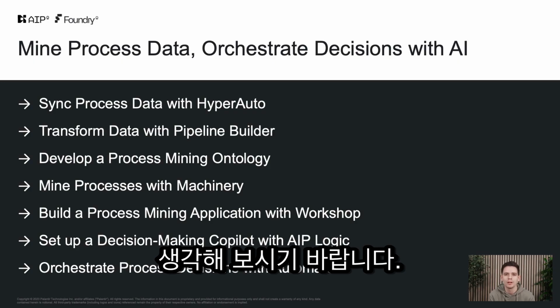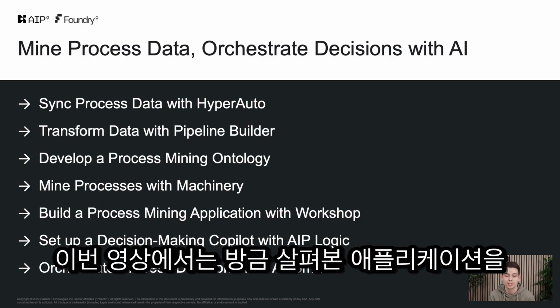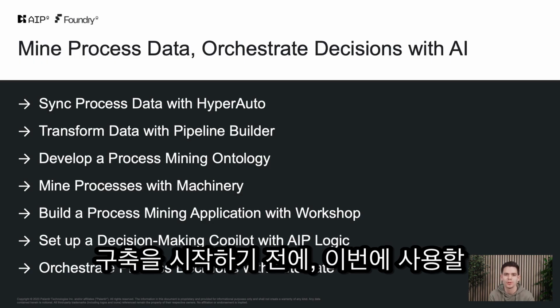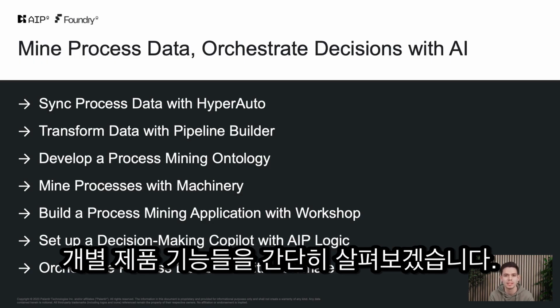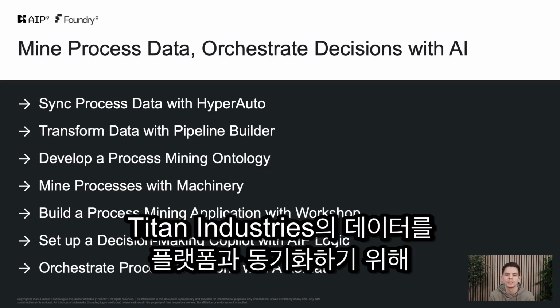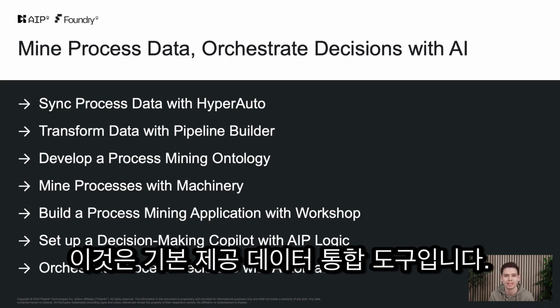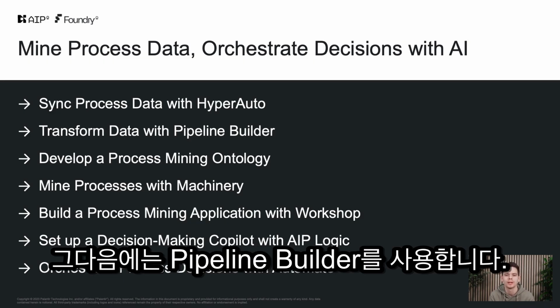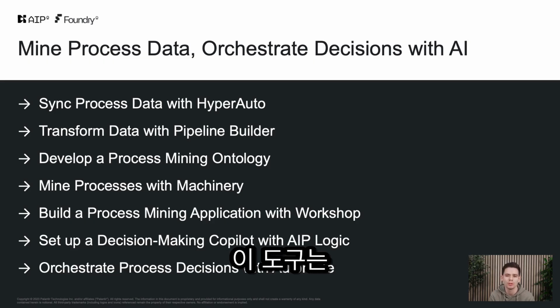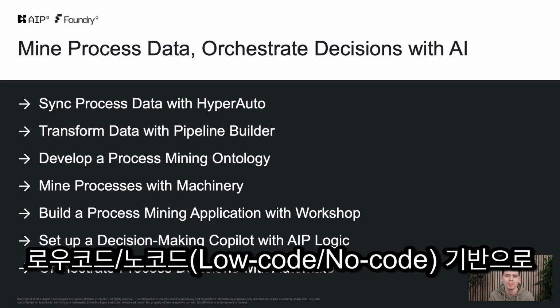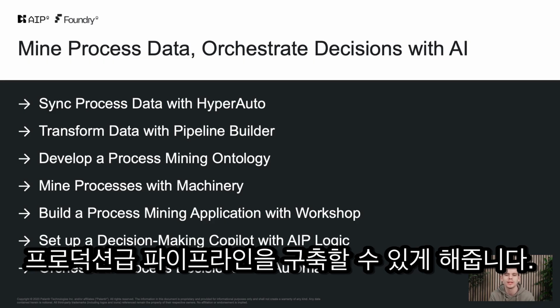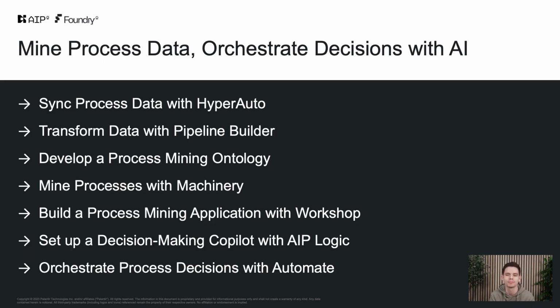Throughout the course of this video, we will build the application that we just went through from the ground up. So before we start building, let me quickly run you through the individual product capabilities that we will use for this. We will start by syncing the data from Titan Industries to our platform using HyperAuto, which is our out-of-the-box data integration tool. We will then use Pipeline Builder, our low-code, no-code tool for building production-grade pipelines to bring the synced data into the correct schema needed for process mining.